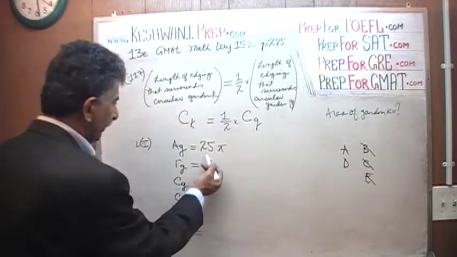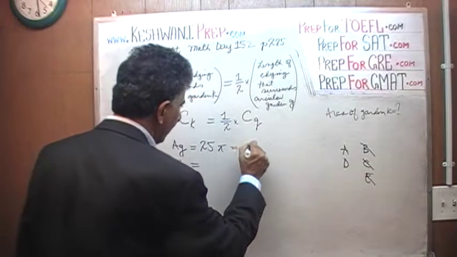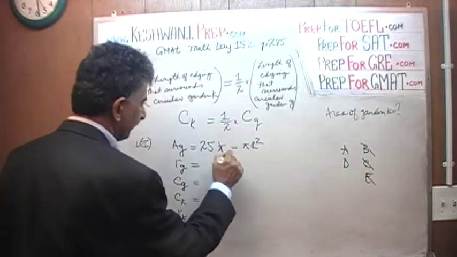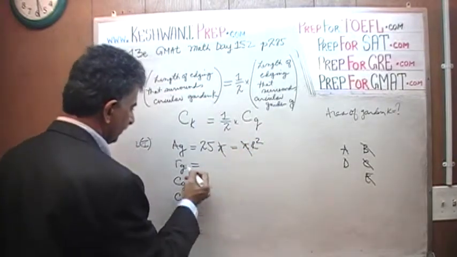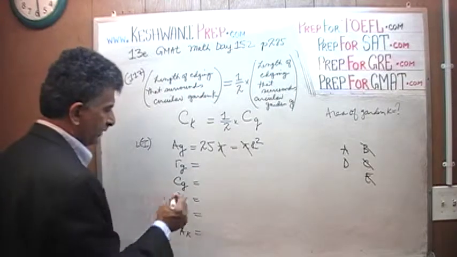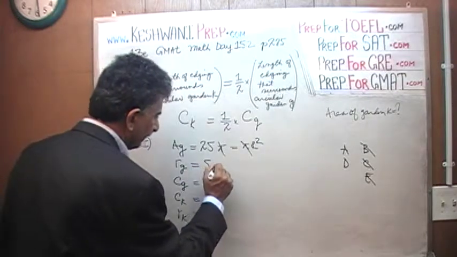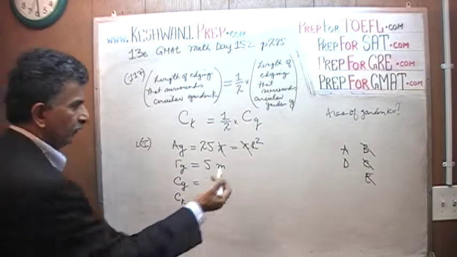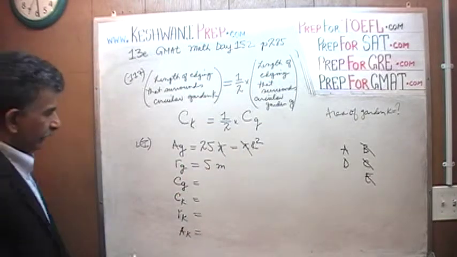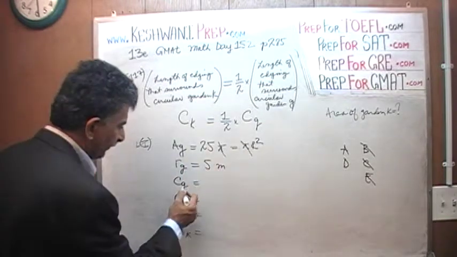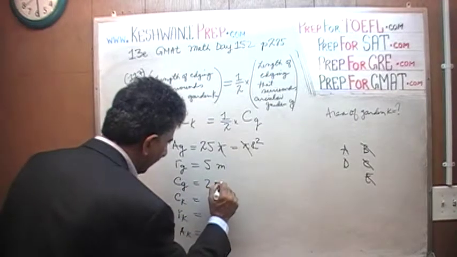So the area is 25 pi, which is the same as pi r squared. That tells us that r squared must be 25, which means the radius of circular garden G must be 5 meters. If the radius is 5 meters, the circumference of garden G must be 2 pi r.